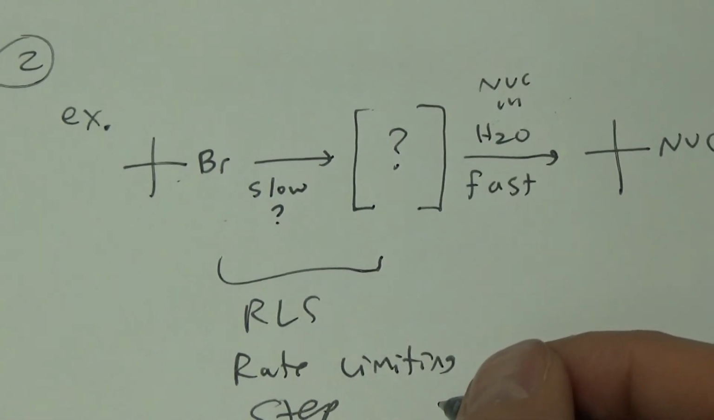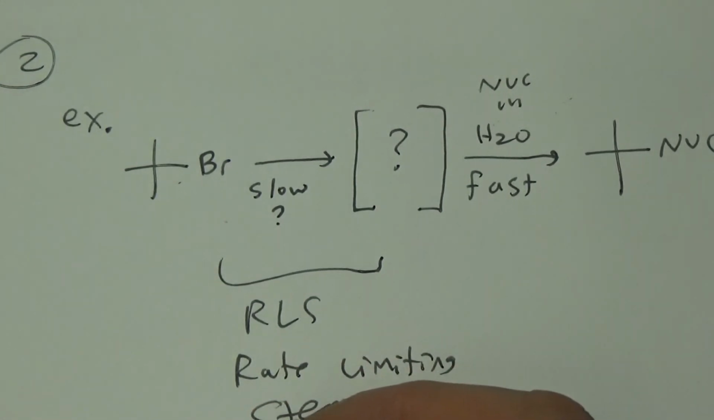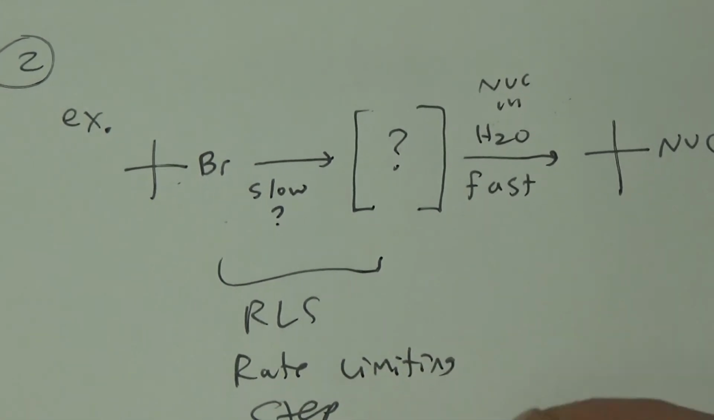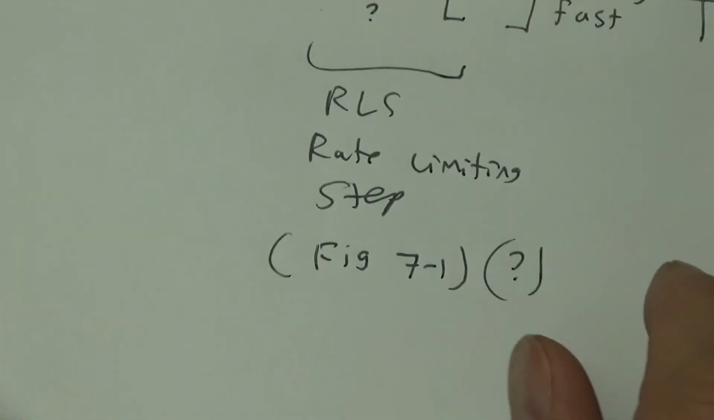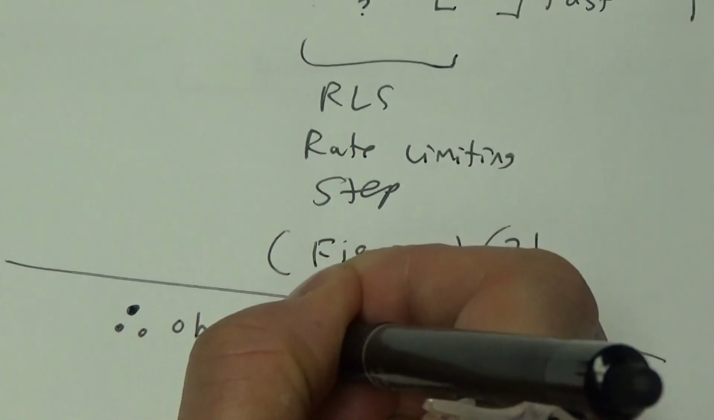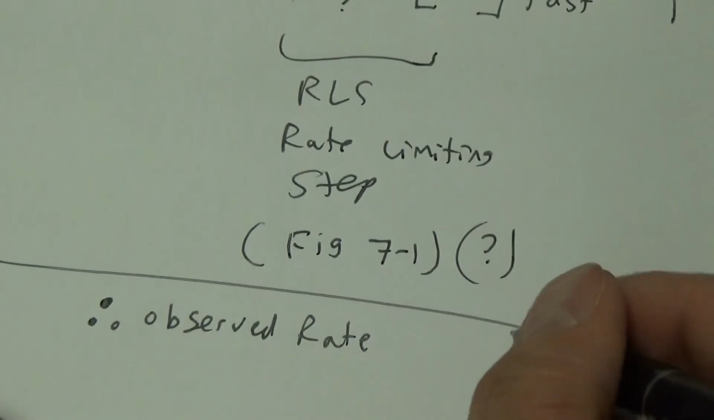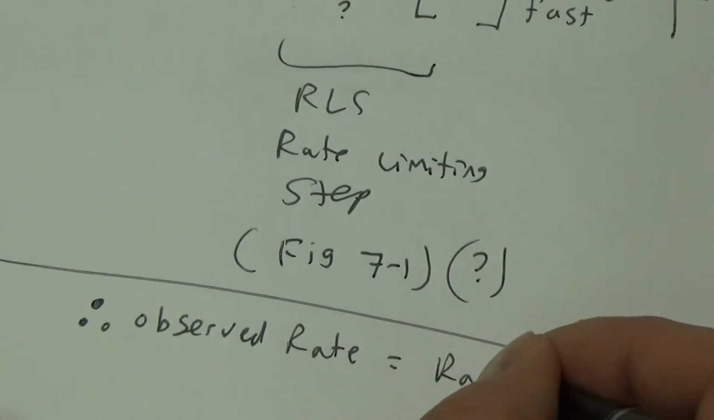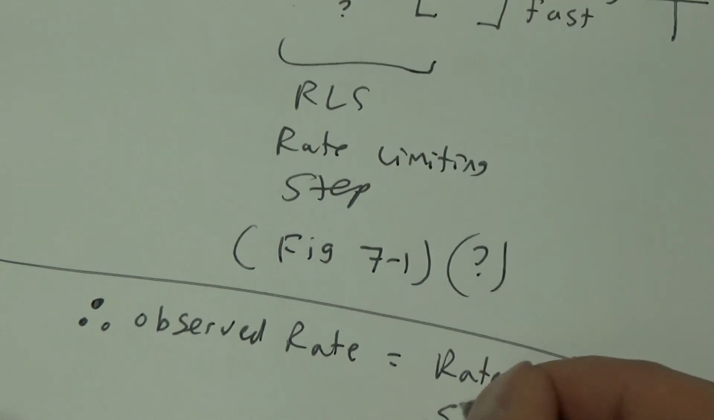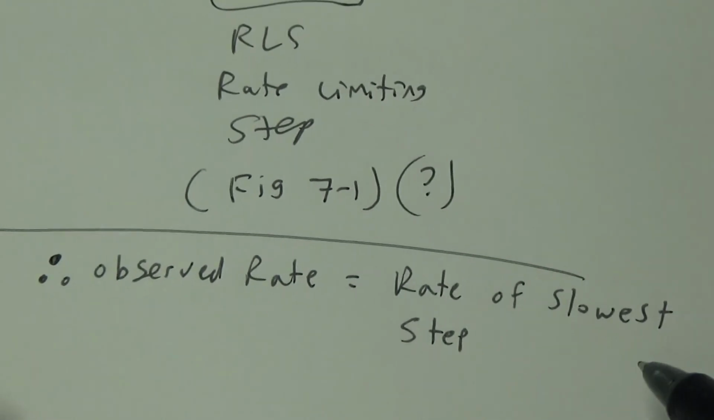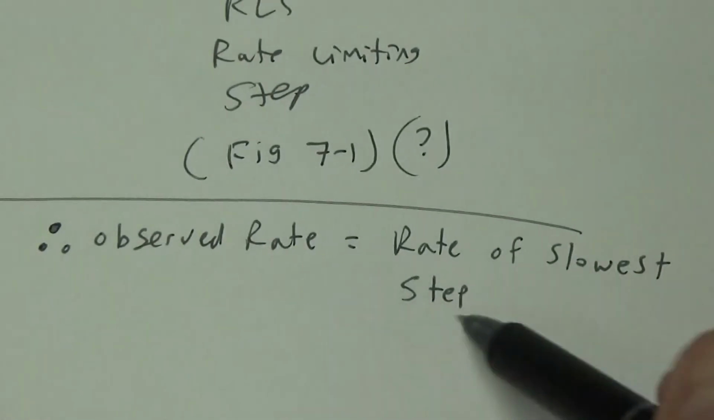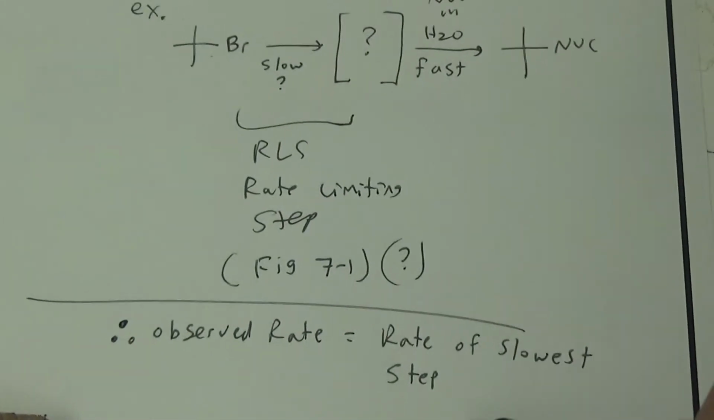Okay. I think there's a figure in the book, figure 7.1, that sort of shows that visually. I'm pretty sure it's figure 7.1. You can take a look at that. Okay, so the observed rate is the rate of the slowest step. That's a general phenomenon. If you have an initial slow step, which this is, the observed rate is the rate of the slowest step. Okay? Alright.